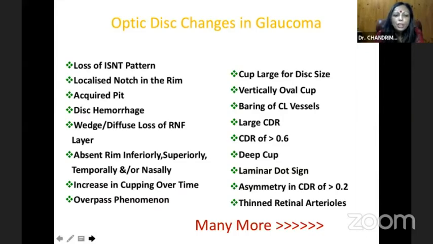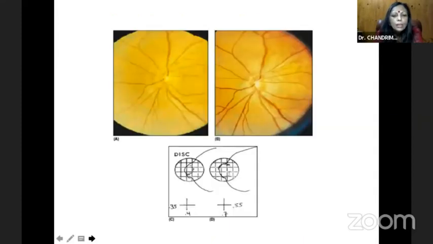So optic disc changes in glaucoma, you can see a host of points which I have out here, starting from loss of the Eisen pattern to localized notch in the rim, acquired disc hemorrhage, wedge diffuse loss of RNFL layer, absent rim inferiorly, and so on and so forth. This is how we used to document the disc about 20 years back when we didn't have stereoscopic photography. We would look at the disc at the slit lamp with a high lens, and then we would actually draw it. But today we have stereoscopic photography, which gives you a much better definition of the disc.